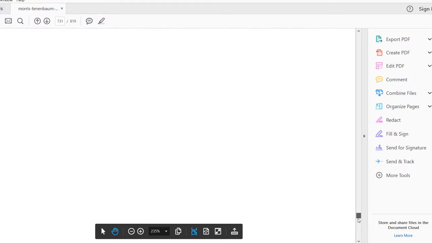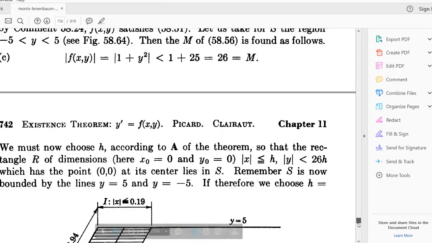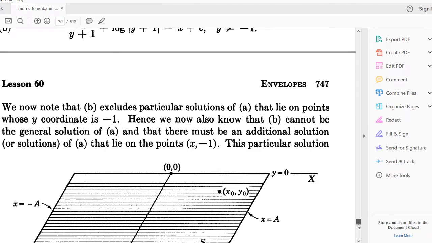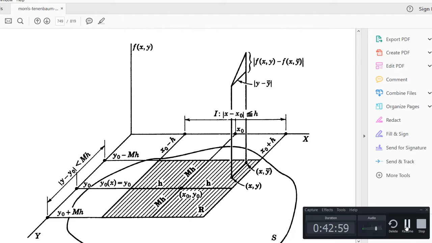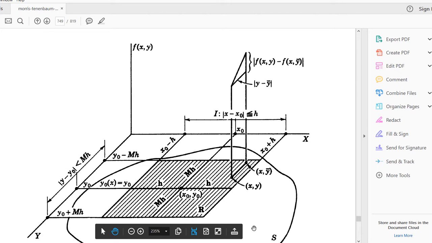Oh, where'd the picture go? Only one region of it. Yeah, that's it. My goodness. Technical difficulty.